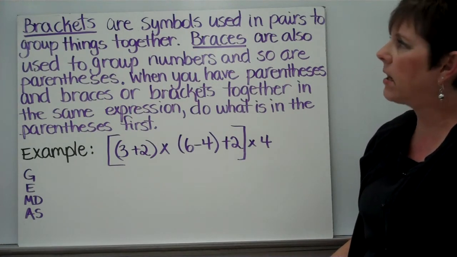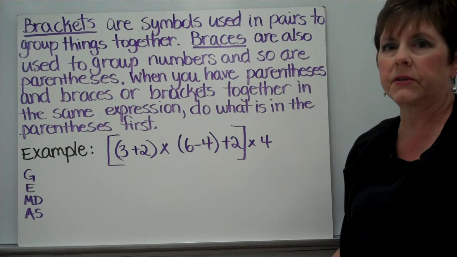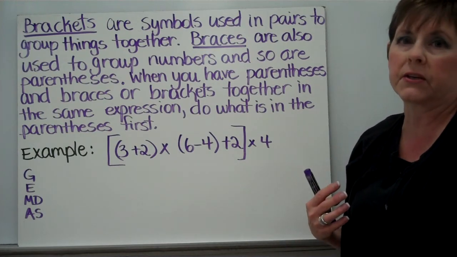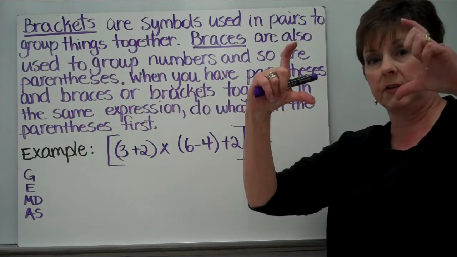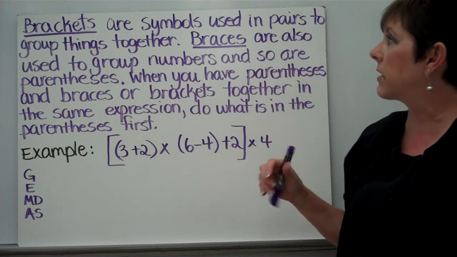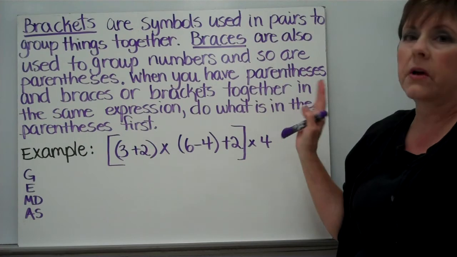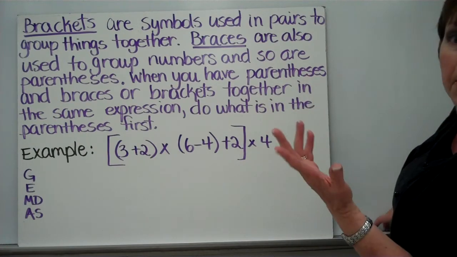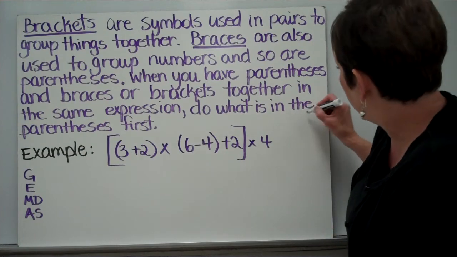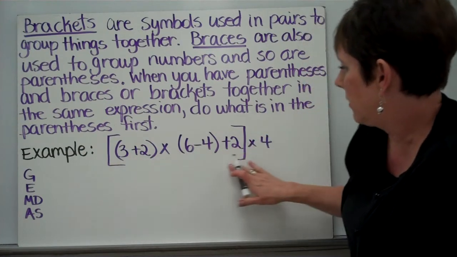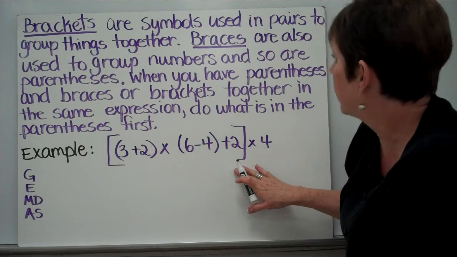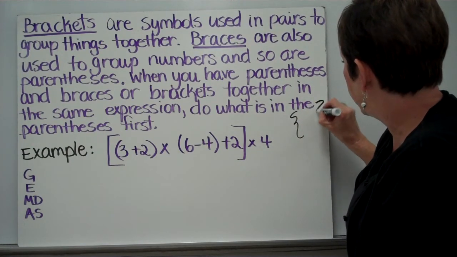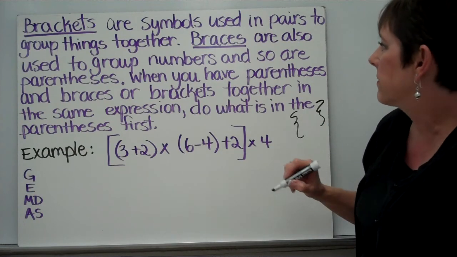Now, let me talk a little bit about brackets, braces, etc. Brackets are symbols that are used in pairs to group things together. Just like parentheses go together like this, brackets go together. Braces are also used to group numbers, and so, of course, our parentheses. These are brackets here that are shown, sometimes called square brackets. Braces look like this. We put them at the beginning and we put them at the end.